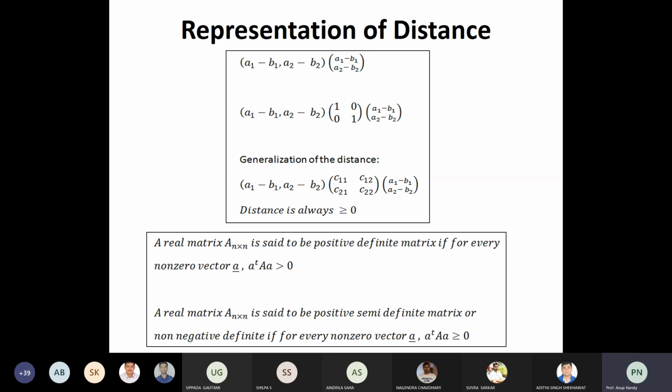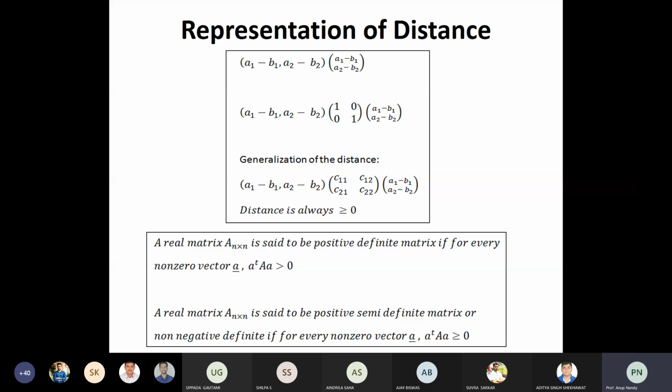Now the summation of (xi minus yi) whole square can be represented simply by (x1 minus y1, x2 minus y2), which is a row vector, then (x1 minus y1) and (x2 minus y2), which is a column vector. Okay. Now if you multiply it with a matrix, this is called a square matrix, 1 0 0 1. It is called the identity matrix.